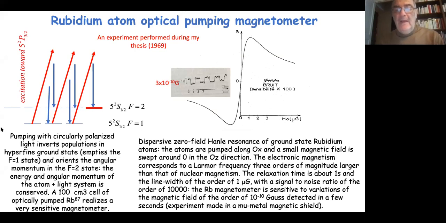And I show you here the kind of Hanle effect that you get in dispersion when you scan the magnetic field around 0 value by pumping the atoms transversely to the magnetic field. And you see a very sharp dispersion curve with a very high slope here. It means that if you are around 0 field and if you change the magnetic field by a very small amount, the signal changes and you are sensitive to very, very small variations of the static field. In fact, this magnetometer, because it's what it is called, is sensitive to about 3 times 10^-10 Gauss. And this was an experiment that I did also during my thesis in 1969.